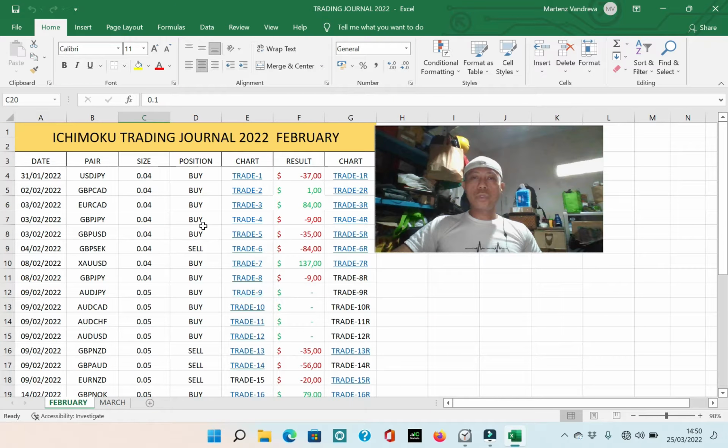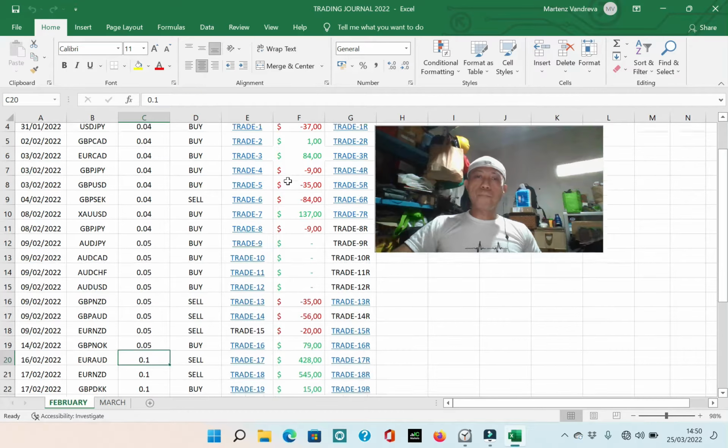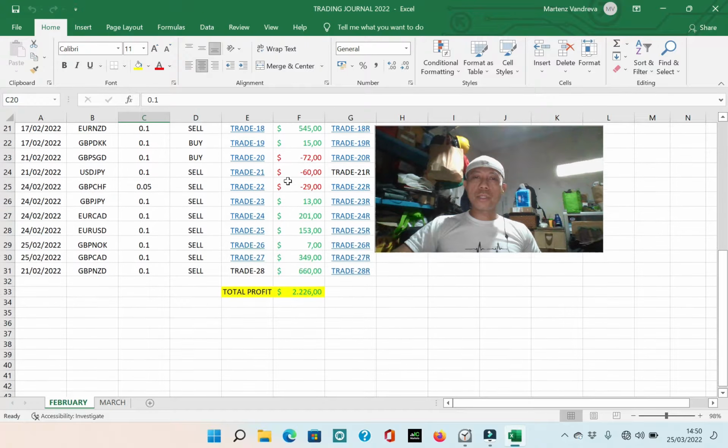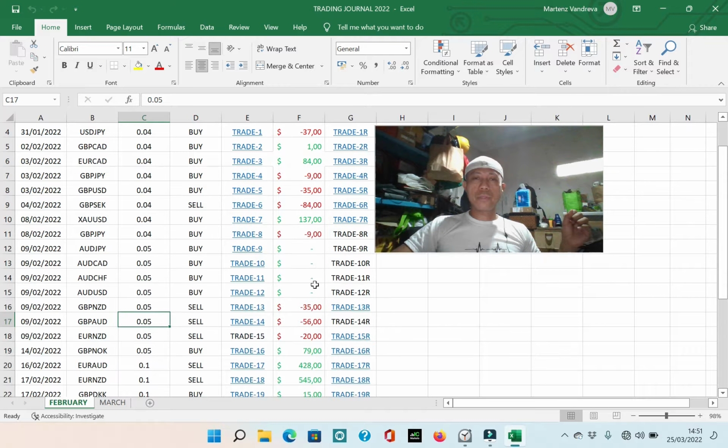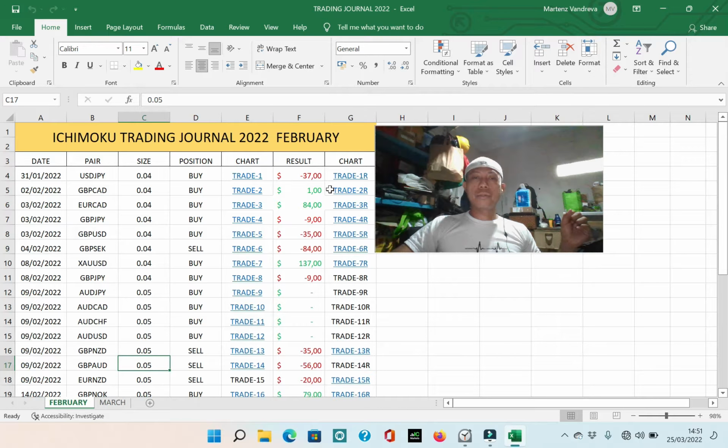I can show you that most of the losing positions that I have here are under 100 pips. Something like that. Only this one is 112 pips, because it's a 0.05 lot.